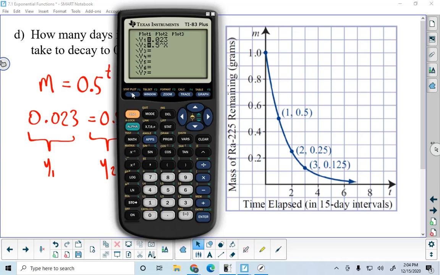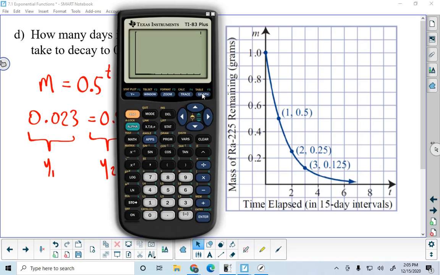For my x, I would say we can go from 0 to, I don't quite know how far we're going to go to reach a really tiny number like 0.023. Why don't we leave it at 10? If we need to increase it, we can. For my y, I'm going to go from 0 to 1, because that's the range.